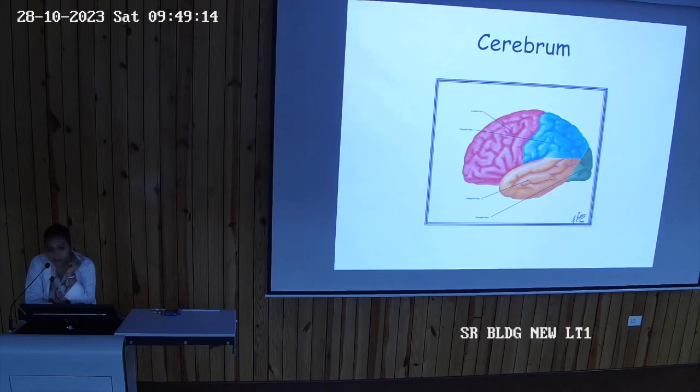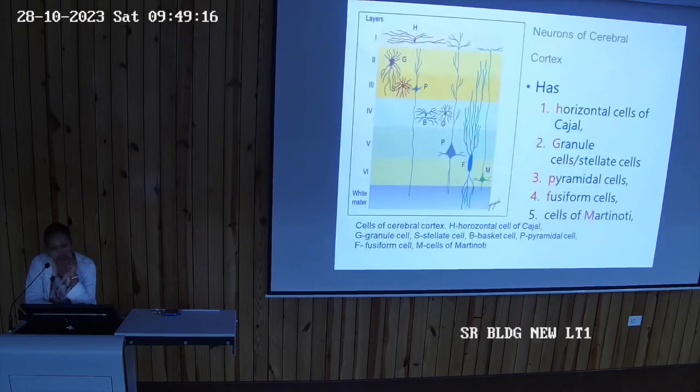Now this cortex part has these five types of cells. First is horizontal cells of Cajal, second is granule cells or stellate cells, third is pyramidal cells, fourth is fusiform cells, and fifth is cells of Martinotti. You can take the picture also if somebody wants.